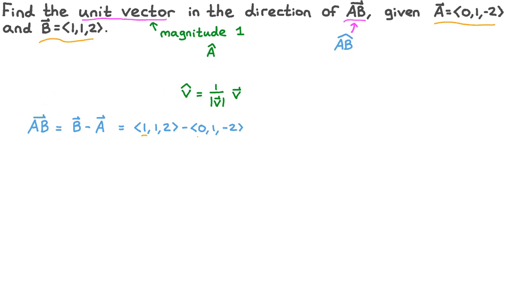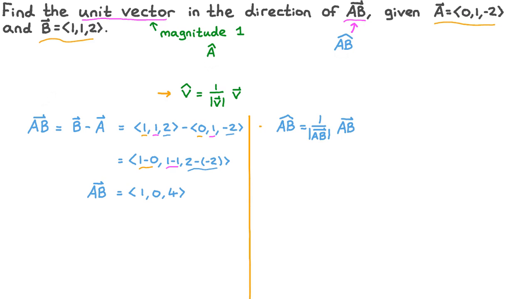That's the vector 1, 1, 2 minus the vector 0, 1, negative 2. Remember, to subtract two vectors with the same number of components, we need to subtract each of our corresponding components separately. This gives us the vector 1 minus 0, 1 minus 1, and 2 minus negative 2. Now we can just calculate each of these components separately. We get the vector AB is the vector 1, 0, 4. Now we're going to want to apply our formula to find the unit directional vector which points in the same direction as AB. We get that AB hat is going to be equal to 1 over the magnitude of AB multiplied by our vector AB.